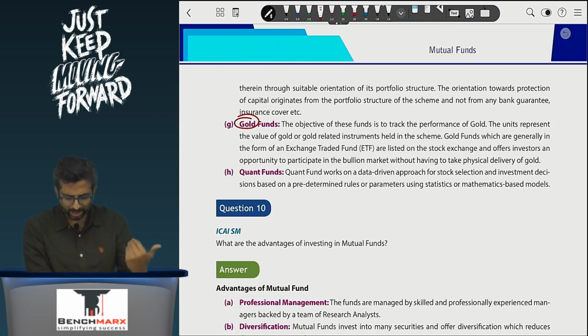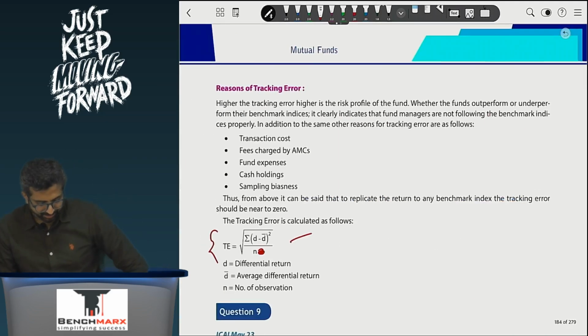So you can have funds which will invest. It's like a gold ETF only, for all practical purposes, which will index in gold. Yes, okay. And quant funds, as we discussed earlier, they will use certain rules, a data driven approach for stock selection. So here, 5-6, again this is a very important hack.